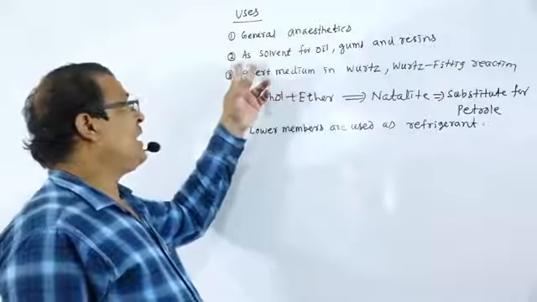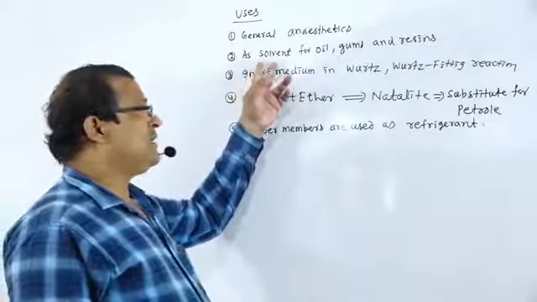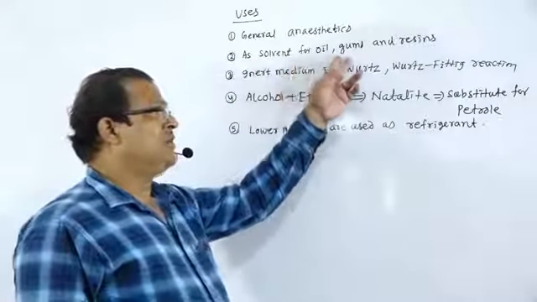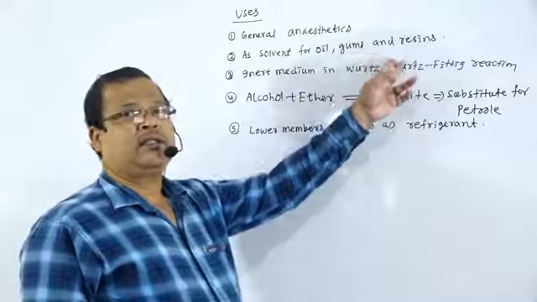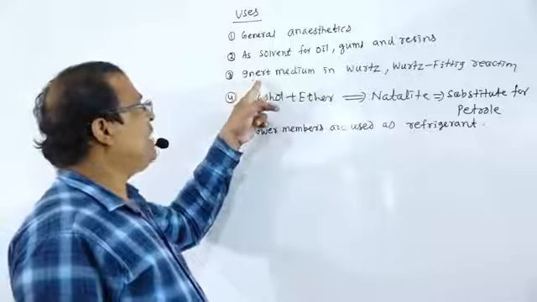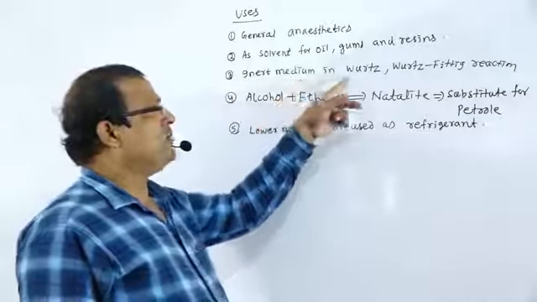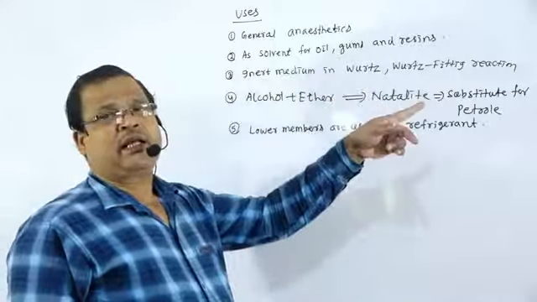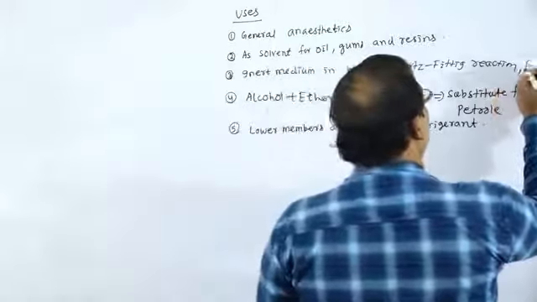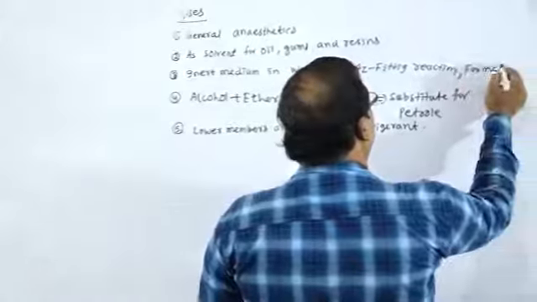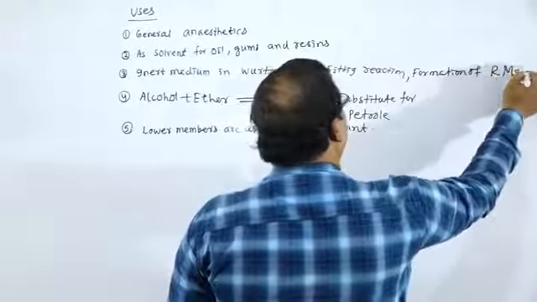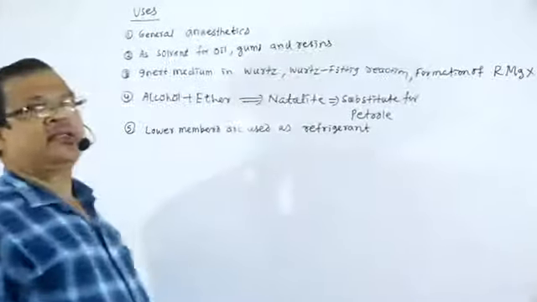Next, it can be used as a solvent for oils, gums and resins. Next, it will provide an inert medium in the Wurtz reaction, the Wurtz-Fittig reaction and for the formation of Grignard's reagent, RMgX, that is Grignard's reagent.